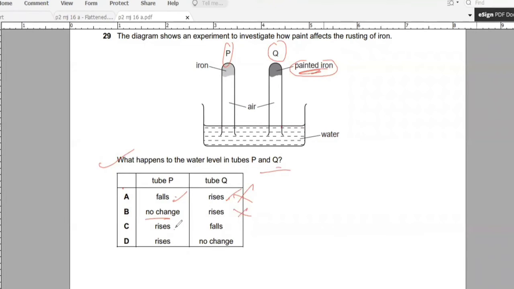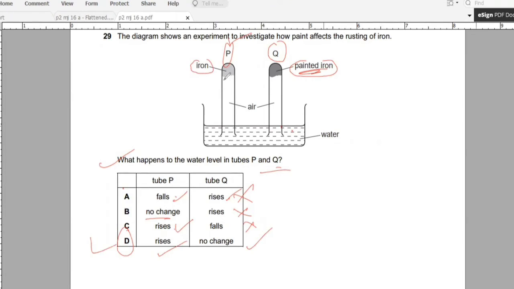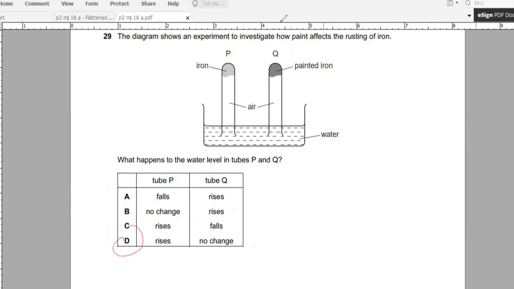Okay. Option C says tube P rises and tube Q falls. So is it correct? This is also not correct. Obviously P will rise, but Q will not fall. It will remain the same. But D says that tube P rises and tube Q will not change. So this is the right one, because as this iron is there, air can oxidize this iron, so that the tube can rise up. But in the case of painted iron, tube Q, there will be no change. So that is why the right answer is option D.